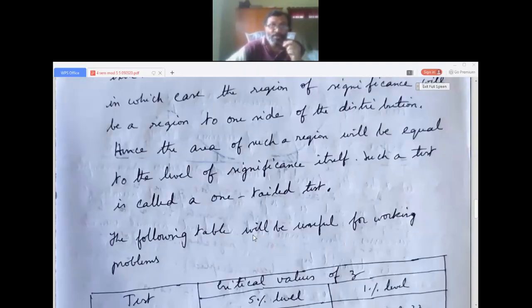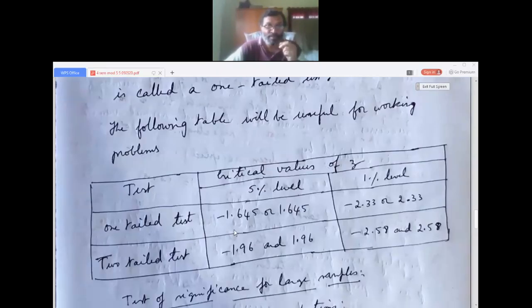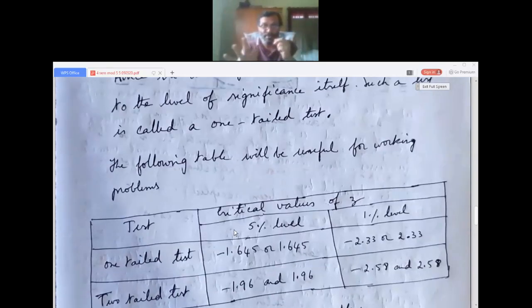Okay. Now this table you have to remember so that you will understand the problems and be able to solve them. The following table will be useful for working problems. Just see here. The first column is the test. The second column is the critical values of z. In the critical values of z, there are two parts, the 5% level and the 1% level. Again I repeat, the following table which I am discussing now will be useful for solving the problems. Okay.